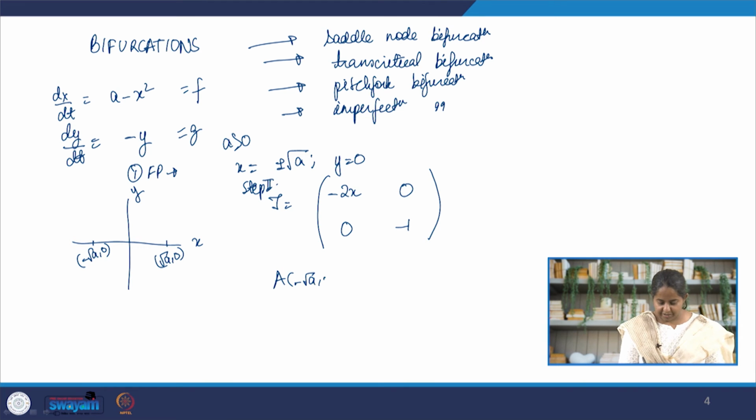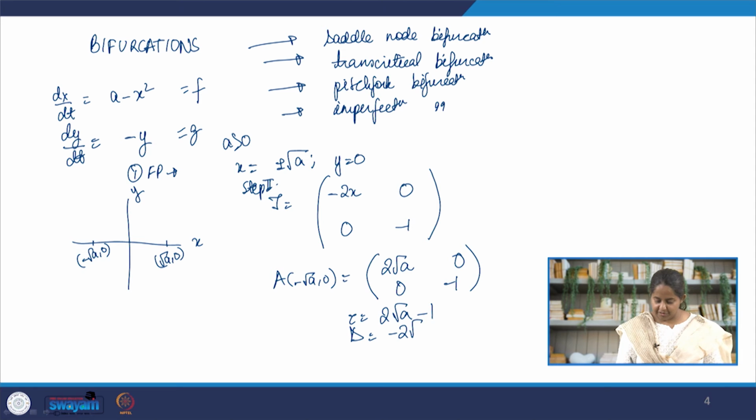at (minus root a, 0), here if we look at it, the trace is 2 root a minus 1, the determinant is minus 2 root a. So, the determinant is less than 0, and we don't know if the trace is positive or negative, but the determinant is negative for sure. What this is telling me is that this is a saddle. So at (minus root a, 0), this is a saddle node.